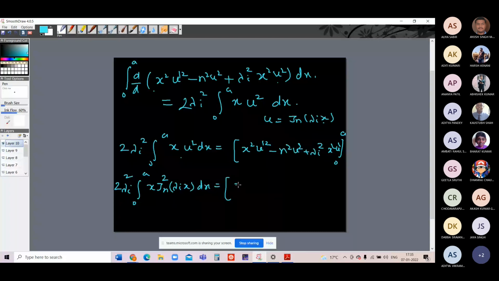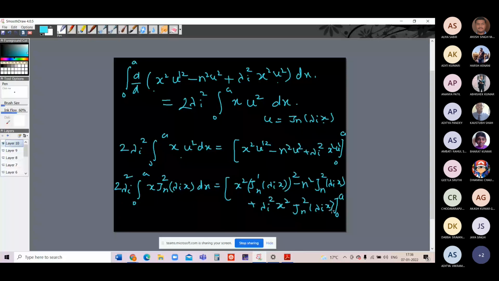Now x square Jn dash of lambda i x whole square minus n square Jn square of lambda i x plus lambda i square x square Jn of lambda i x, from 0 to a. Substitute the lower limit and upper limit.